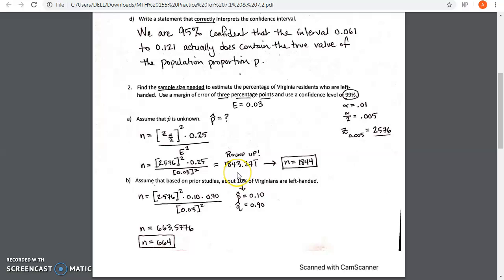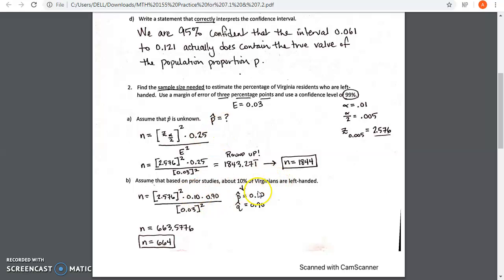Okay, now what they always want you to do when you're looking for a sample size, you can't have a sample size of 1,843.2 or 0.271. So they always want you to round up for sample size. You'd rather your sample be a little too big than a little too small. So you're going to round up no matter what. And so your sample size in this case would be 1,844.